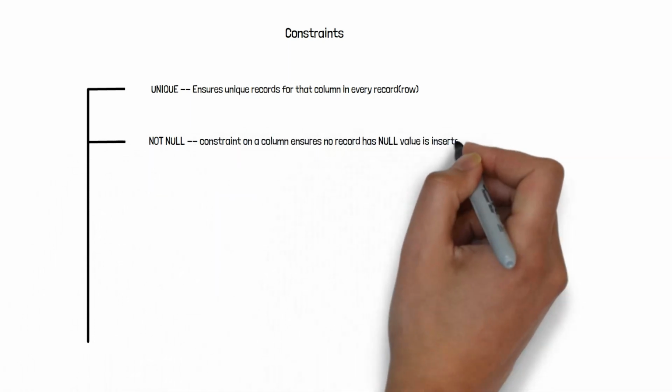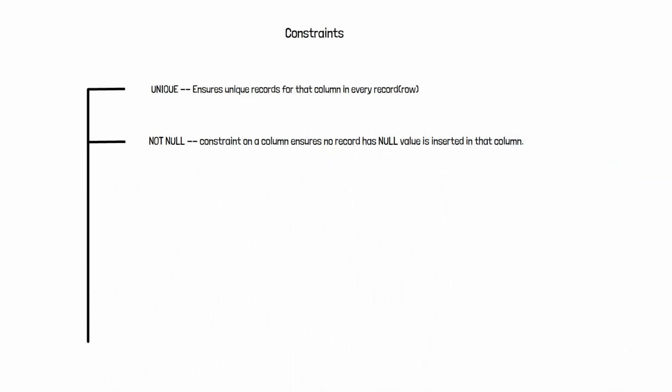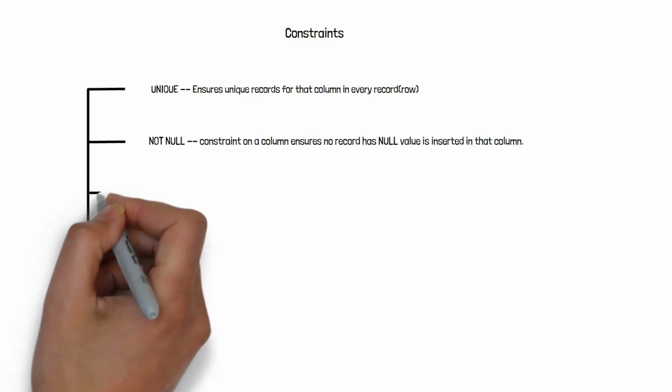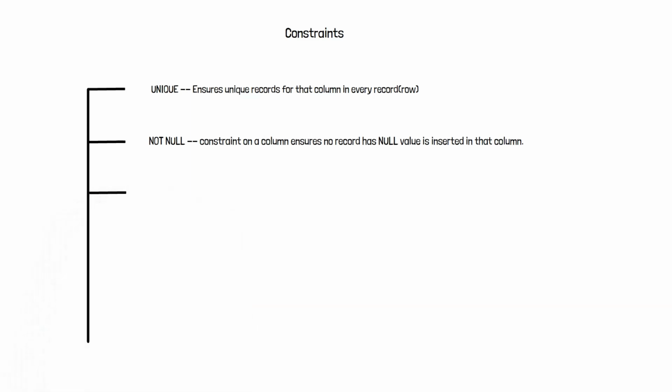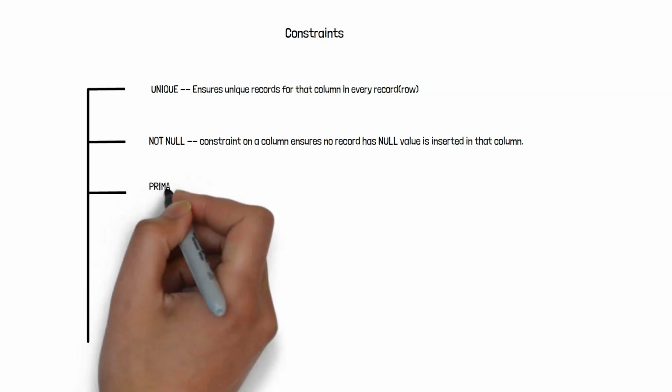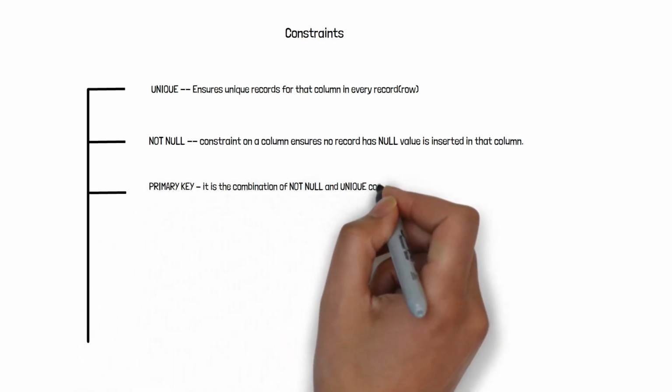Similarly, not null constraint on a column ensures that no record has null value inserted in that column. Okay. For example, if email address has a not null constraint, then it will not accept the null value. You will have to insert something in that specific column, otherwise the record will be rejected or ignored.